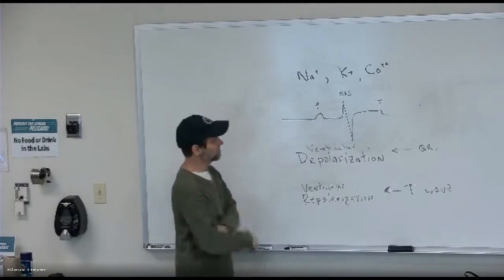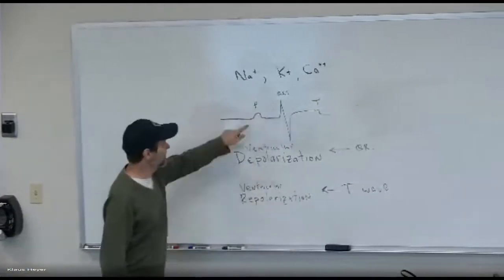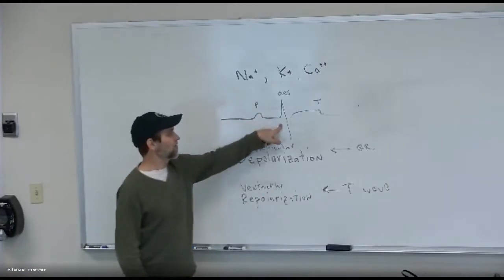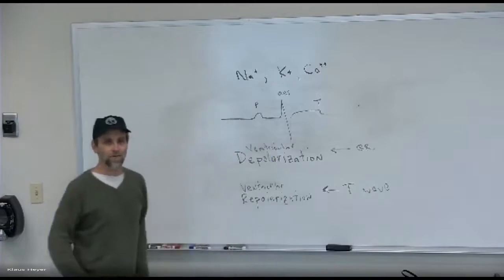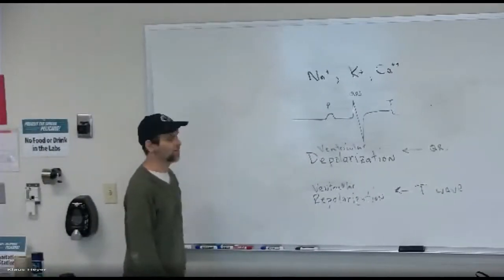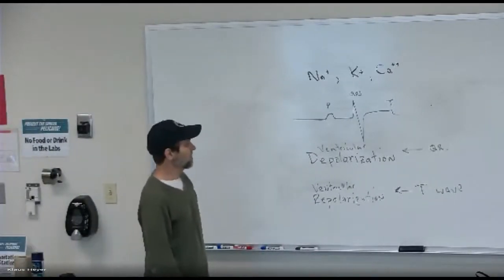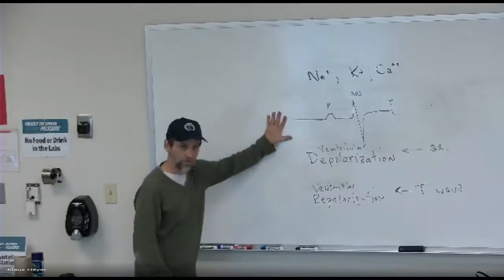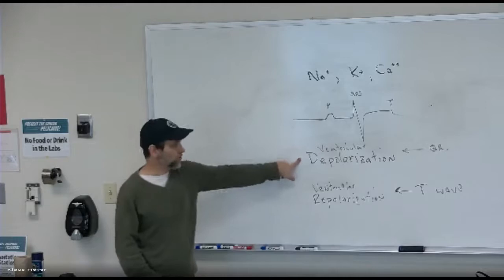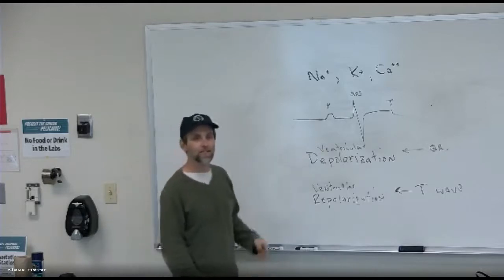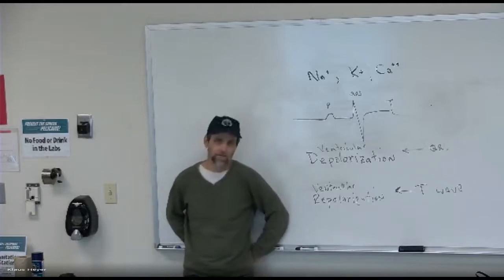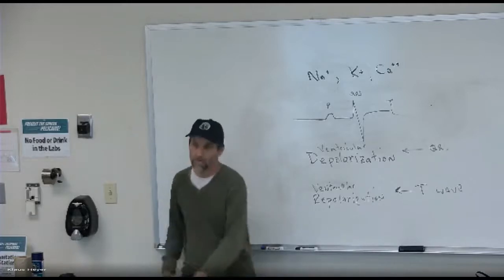But I'd like you to have an idea of the 3 parts. What is the P wave? What is the QRS complex? And what is the T wave? I just want you to know the 3 parts. I want you to know what causes depolarization, what causes repolarization, in fact, what causes the plateau.